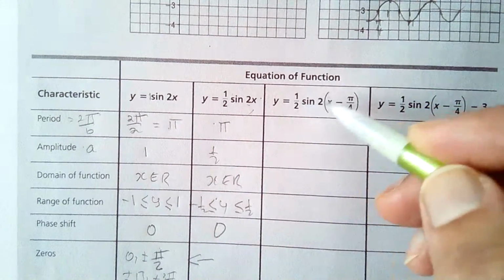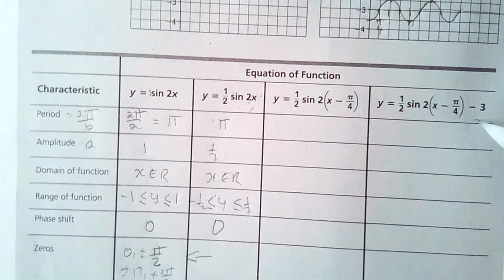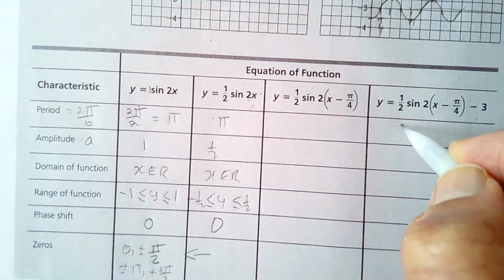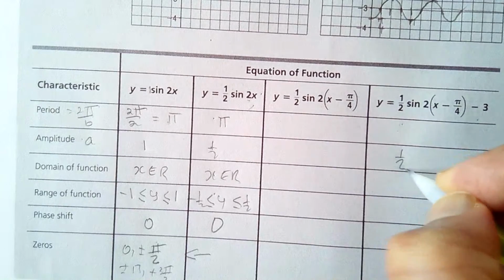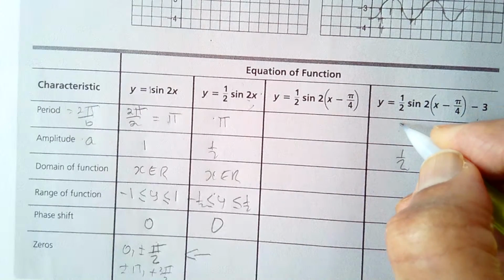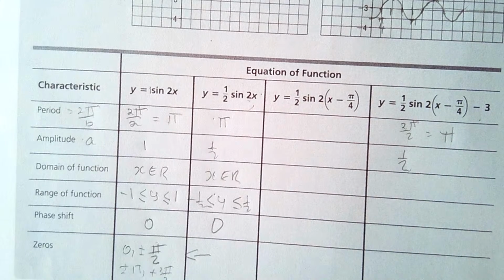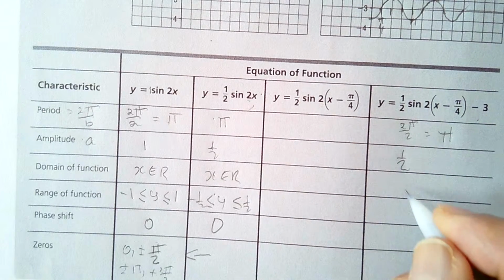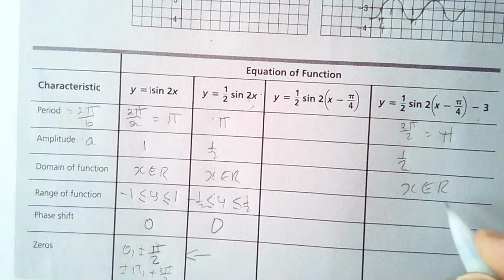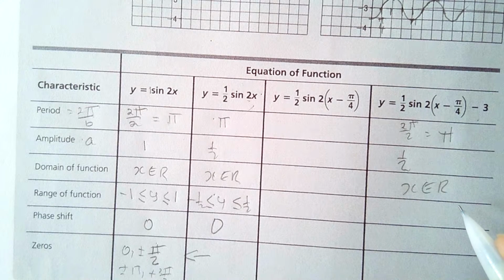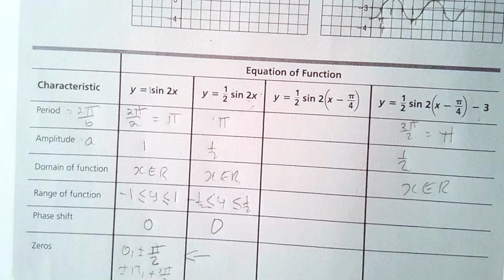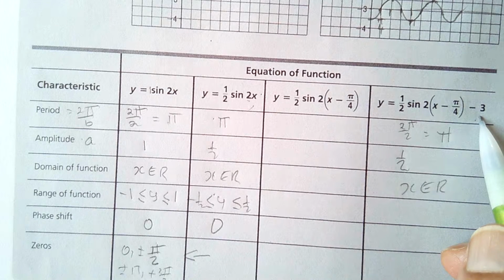The amplitude is half, and now I want to go into this one here. Now the amplitude is a half. The period is 2 pi over 2, which is still pi. The domain of the function, there are no restrictions, so we use all the real numbers. Now the range will be an interesting one, right? Because the maximum value, so now we have a shift, a vertical shift of -3.